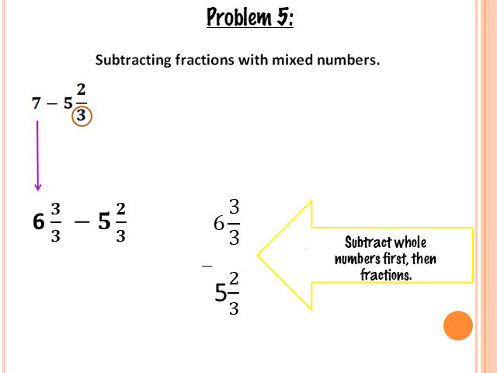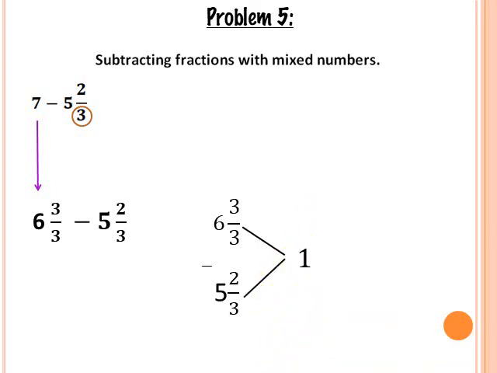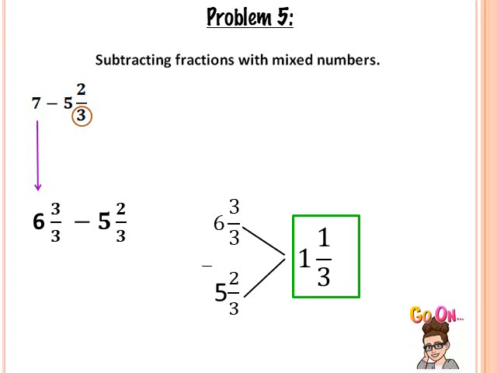Then I'm going to subtract my whole numbers first. 6 minus 5 gives me 1, and then I'm going to subtract my fractions. 3 minus 2 gives me 1, and I'm going to bring over that 3, so my final answer is 1 and 1/3.